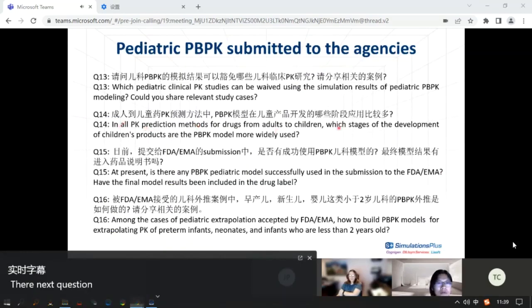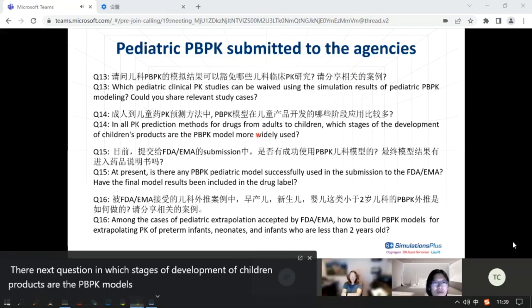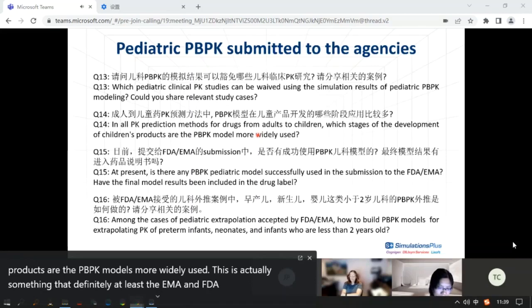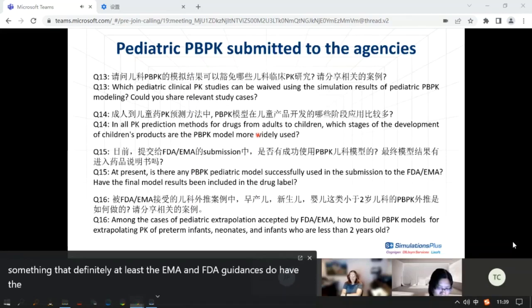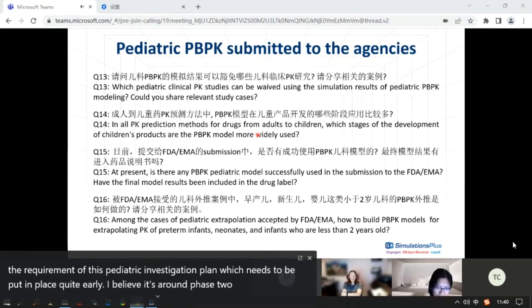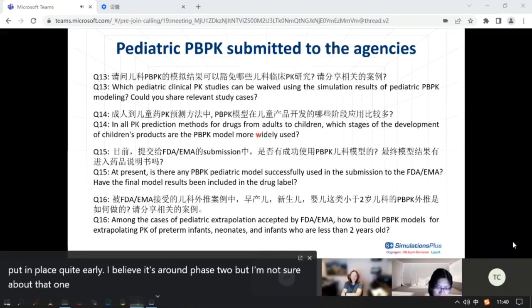Next question. In which stages of development of children products are the PBPK models more widely used? This is actually something that definitely at least the EMA and FDA guidances do have the requirement of, this pediatric investigation plan, which needs to be put in place quite early. I believe it's around phase 2, but I'm not sure about that one. But those are the stages where they would already be looking at the PBPK models.